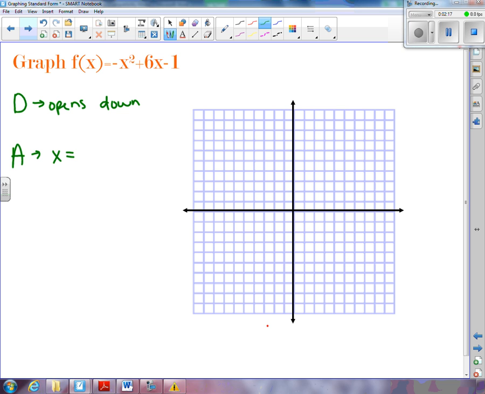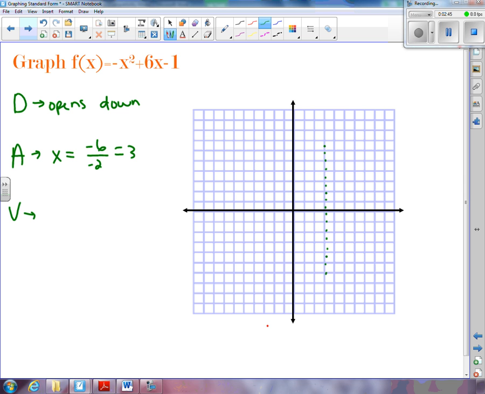Here, our b is 6, so our negative 6 over 2 times a. Our a is negative 1, so this is over negative 2. So x equals 3 is just our axis of symmetry. So x equals 3 is a vertical line. So we go to x equals 3, and we're just going to graph that vertical line.